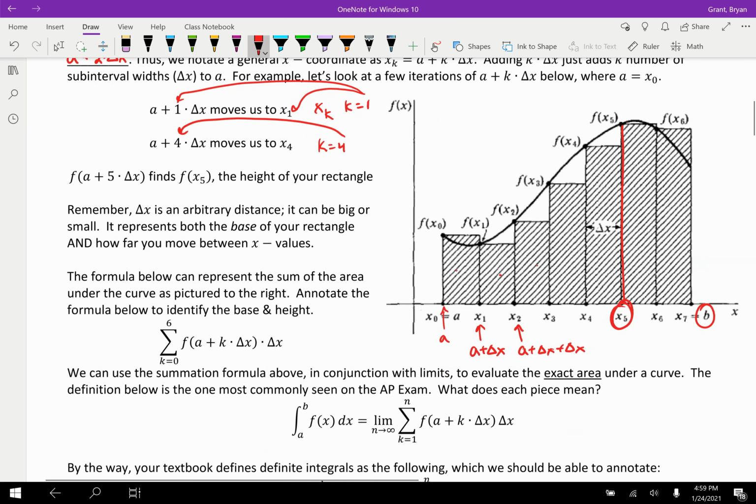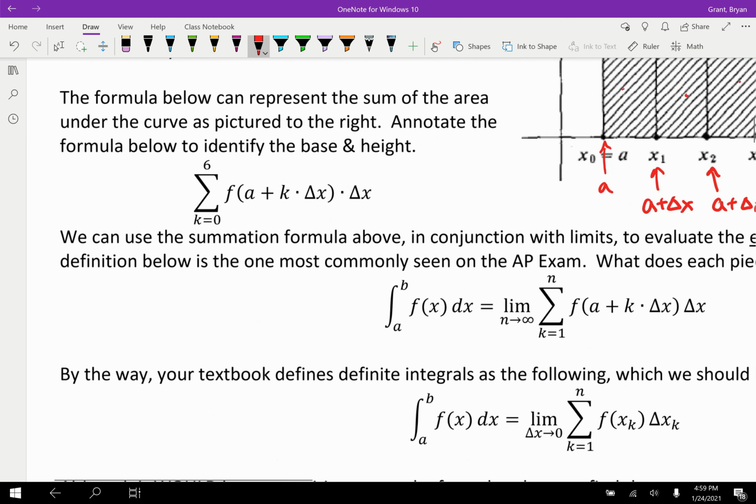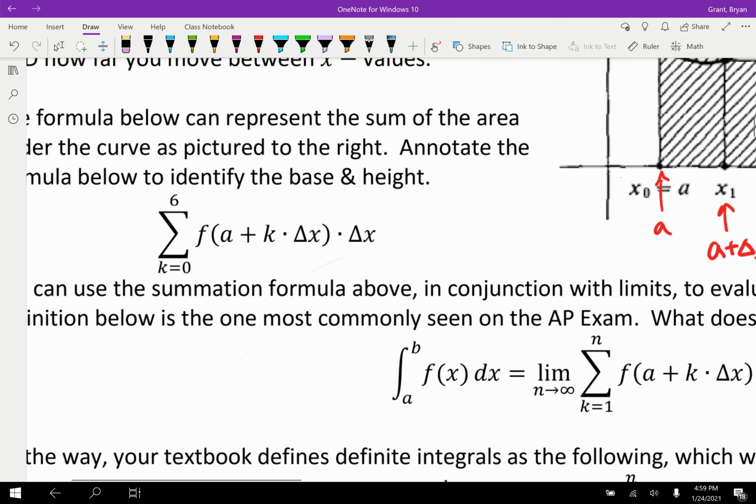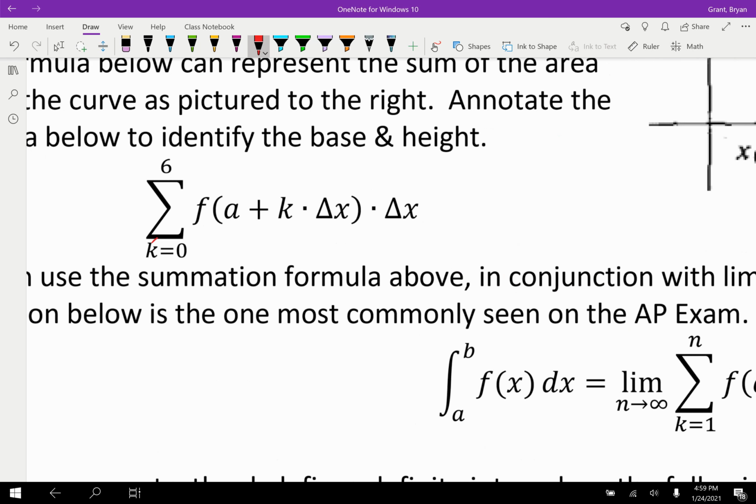So it's not too much of a jump in logic then to show this formula below that can represent the sum of the area over on the right. Now, there's a couple things that are a little different here, but I still think we can probably annotate this formula to identify the base and height, and the weird part, why it's starting at 0. So let's start with the base.